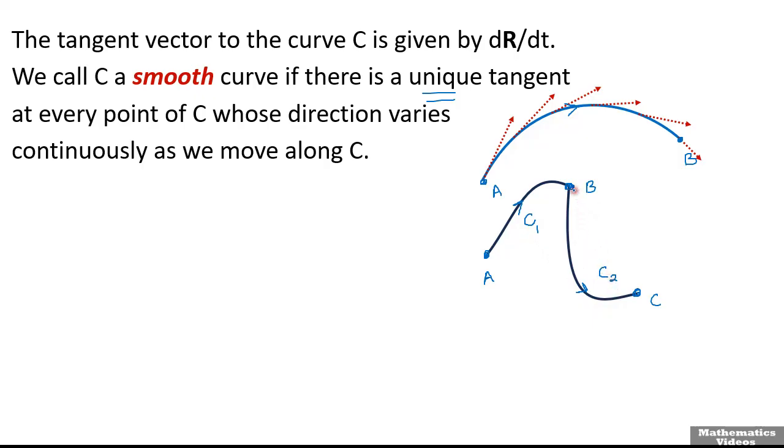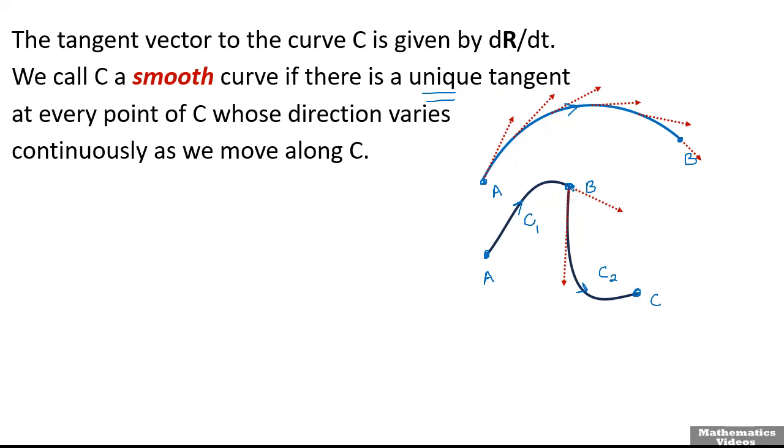Now the point B is the corner point. At this point we have two tangents. The first tangent is this one, which is the tangent to the curve C1 at the point B, and we can also define another tangent at the same point B, which is this one, and this is the tangent vector to the curve C2 at the point B. So it means that the tangent vector is not uniquely defined for this curve. Furthermore, the tangent vector varies its direction suddenly.